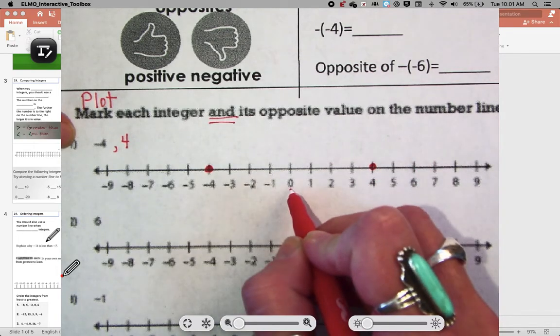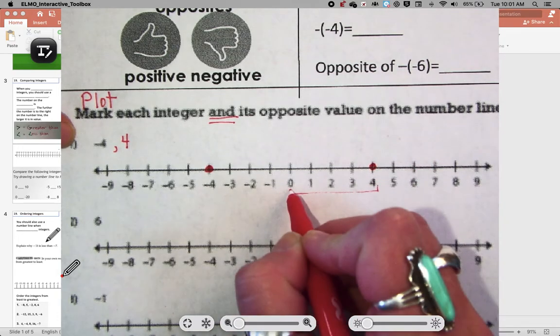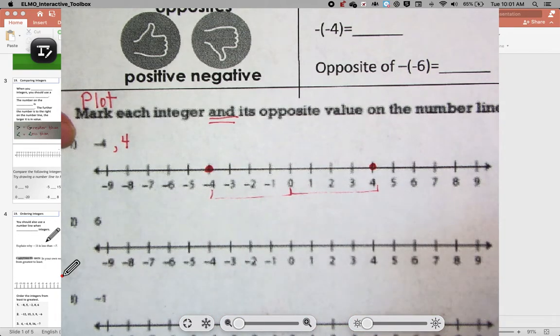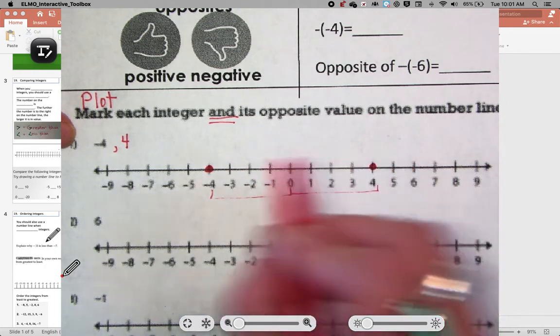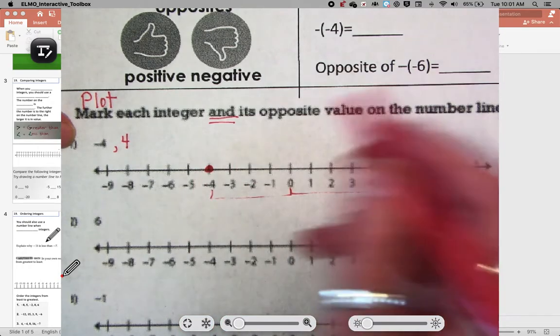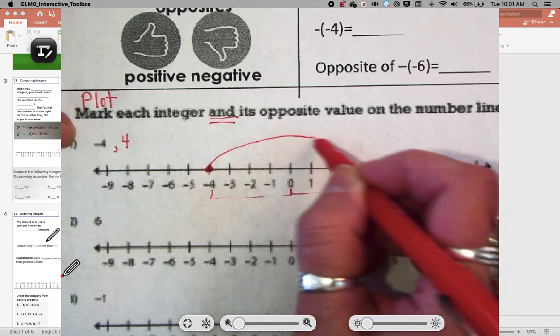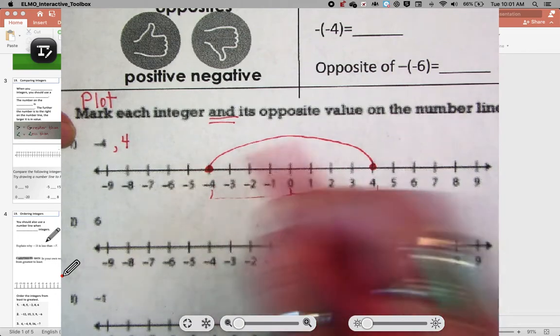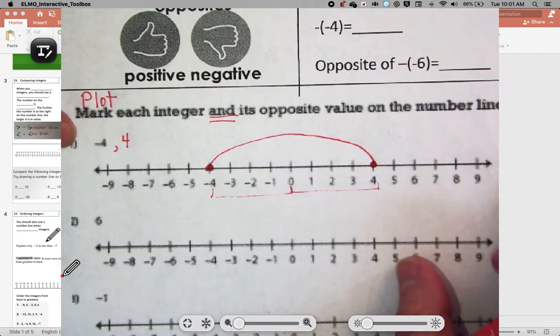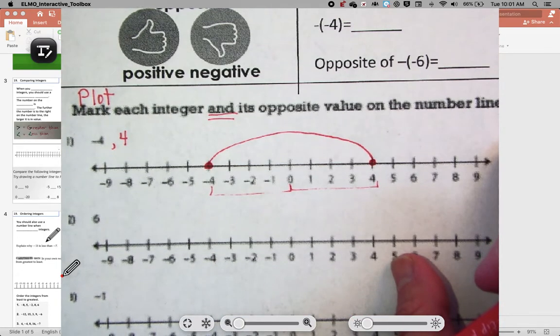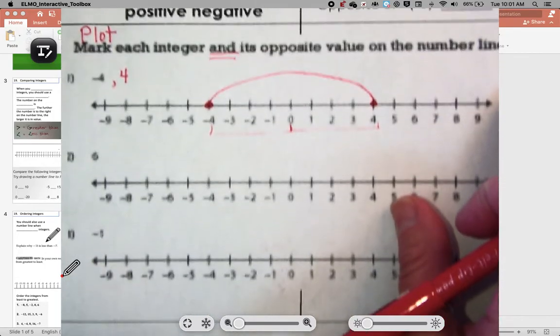And we can prove that because they are both 4 spaces from 0, but in the opposite direction. I think the man in the video in the module was drawing the lines here so that you could see that they're opposites. You're not required to do that, but I do want you to know why they're opposites.